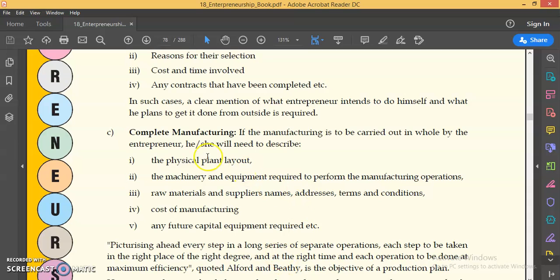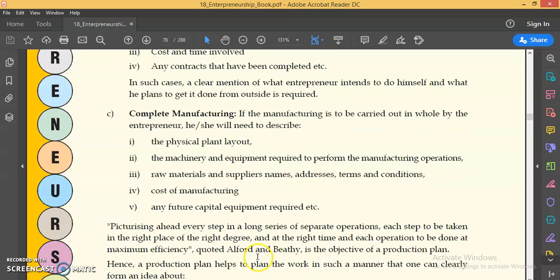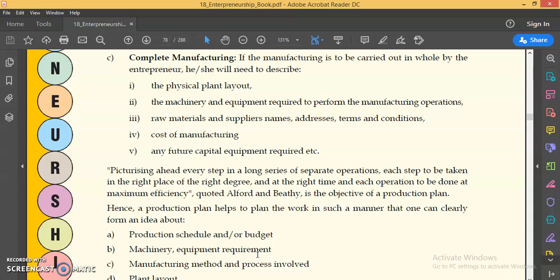Then you have to give a layout, and the machinery and equipment required to make the spare parts. Okay. Then to carry out the manufacturing operation, the raw materials, the suppliers, who will be supplying the raw materials, address, terms, conditions, cost of manufacturing. Any future capital equipment required, etc. Whether you're going to import it, or everything is available in India, everything you should mention. So picturizing ahead every step in a long series of separate operations.